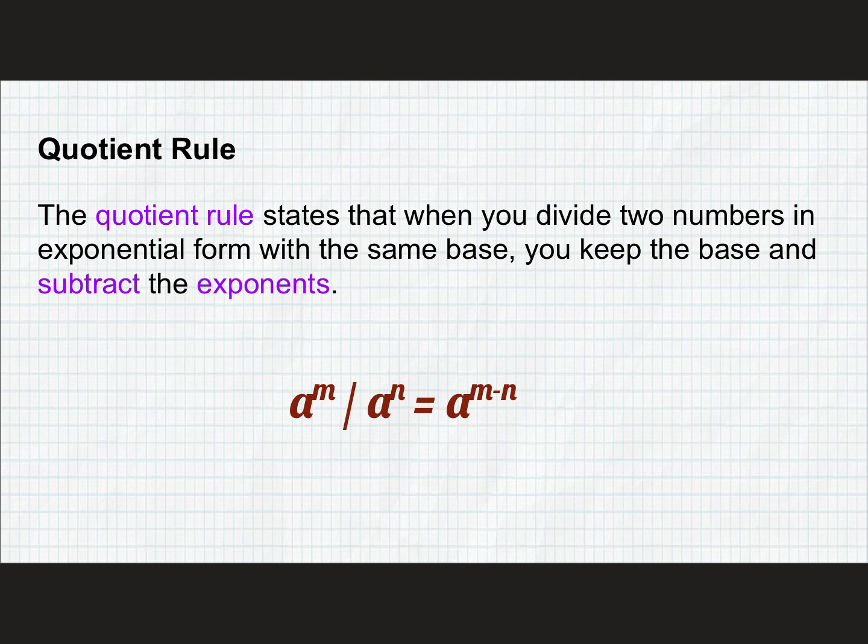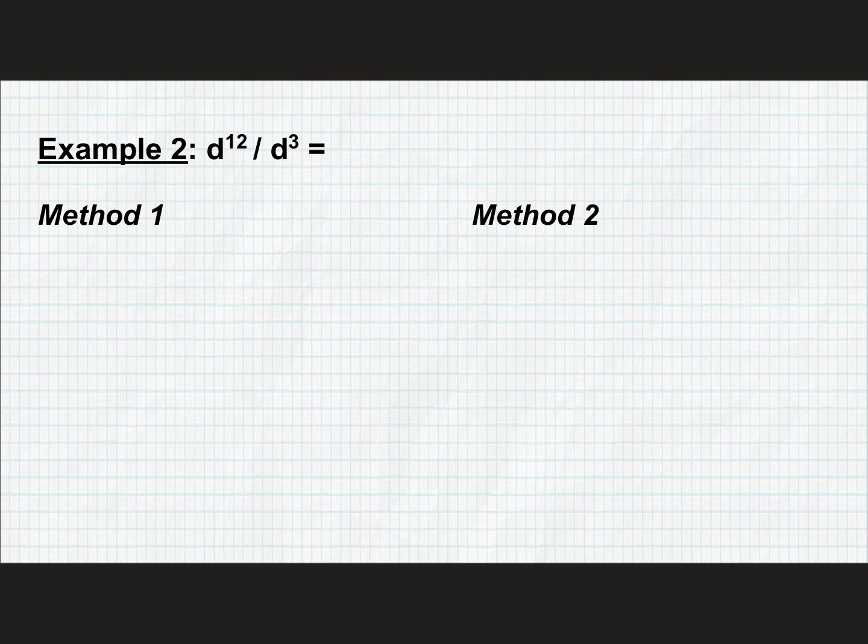So we had 4 to the 6th divided by 4 squared equals 4 to the 6th minus 2, or 4 to the fourth power. In general, this is a to the m over a to the n equals a to the m minus n. Now let's try this example, d to the 12th divided by d to the third, using both methods. For method 1, we are going to expand out d to the 12th, or d times d times d times d times d times d times d times d times d times d times d times d, and d to the third, or d times d times d.